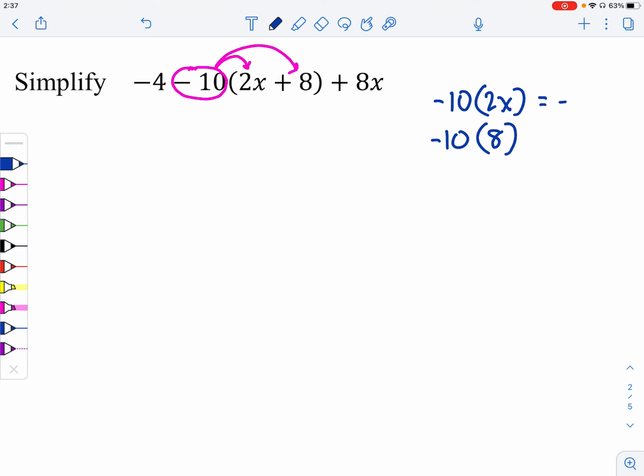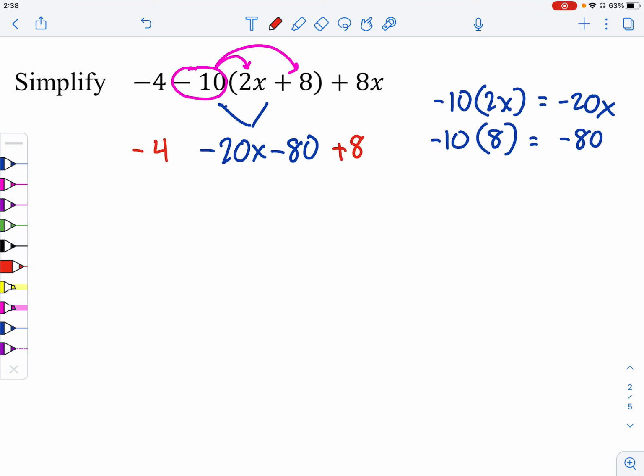Negative 10 times 2 is negative 20 x's. Negative 10 times 8, negative 80. So we free the x by distributing. So this whole part here is negative 20x minus 80. And now everything else, we just bring down, right? So we have that negative 4, we bring it down. And we have that positive 8x, just bring it down. Right there. Now we can line up our columns to organize it, right? So you have x's, and then we have numbers.